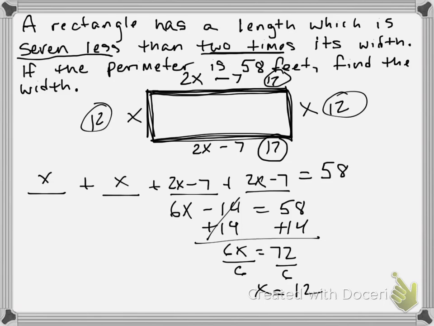Now, if I did everything right, these should all add up and equal 58. 12, let's see, 2 plus 2 is 4, 7 and 7 is 14, 14 and 4 is 18, put down the 8, carry the 1, 1, 2, 3, 4, 5, 58. That checks. Alright, now I've got to answer the problem.